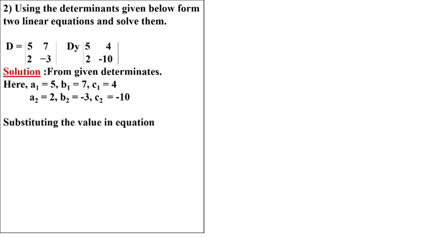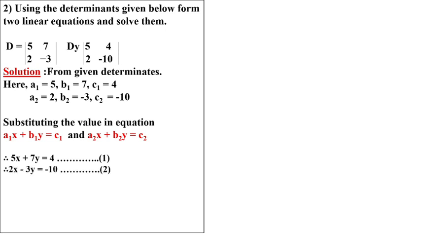Now children, with the help of these values, we will make the equations. To form an equation, we need A1x plus B1y equal to C1 and A2x plus B2y equal to C2. Substituting the values of A1, B1 and C1, we get the equation 5x plus 7y equal to 4. Substituting the values of A2, B2 and C2, we get the equation 2x minus 3y equal to minus 10. These are our equations number 1 and 2. After forming the equations, we are told to solve them.